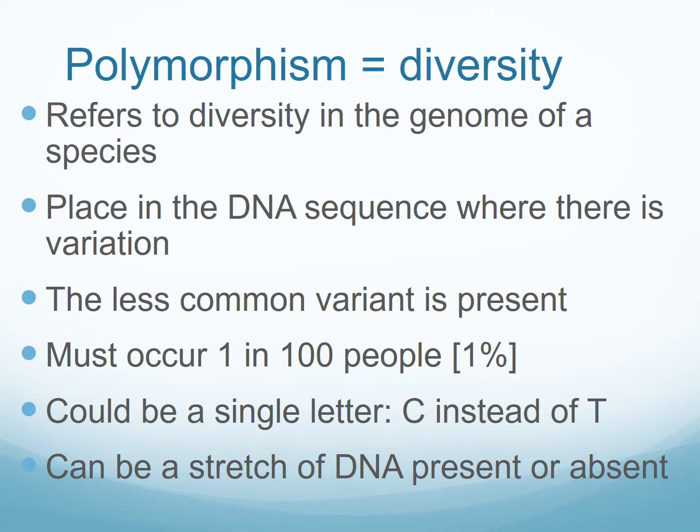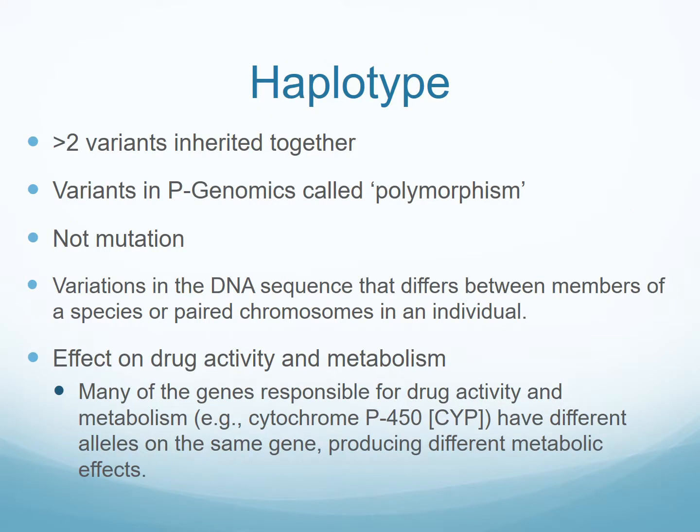Polymorphism, as I said, is diversity. It's the genome of a species. It's the place in the DNA sequence where there's variation, and it's indicated by a star. In order to be a polymorphism, it has to occur in at least 1 in 100 people. It has to be at least 1%. Haplotype is another word that means there's more than two variants that are inherited together.